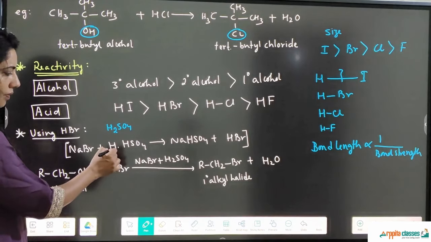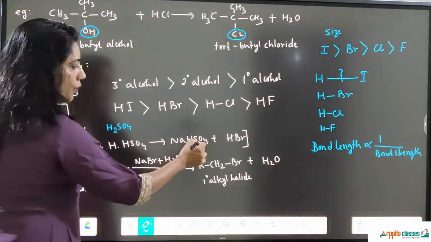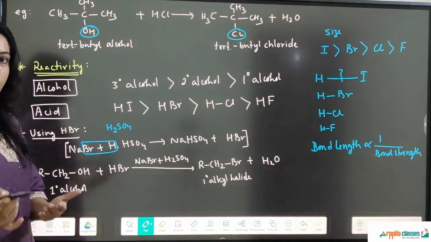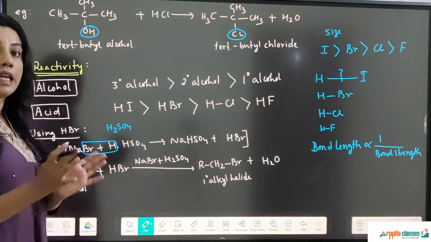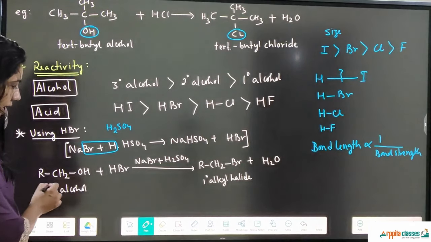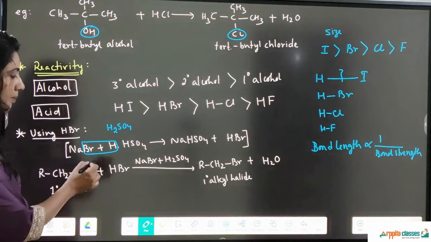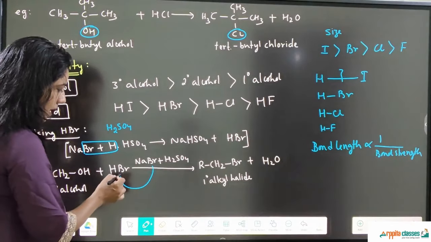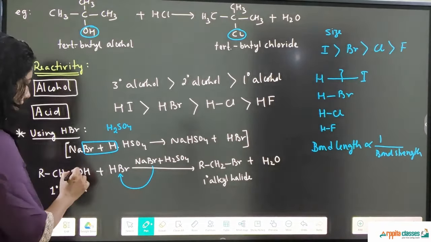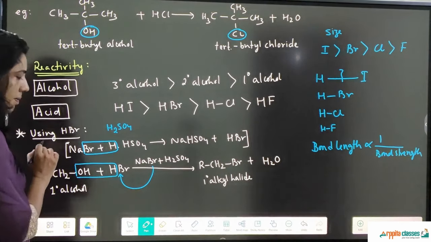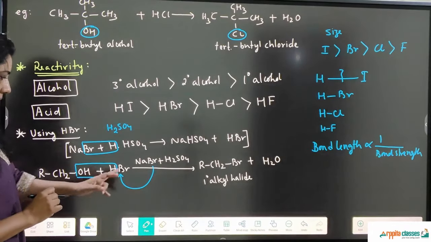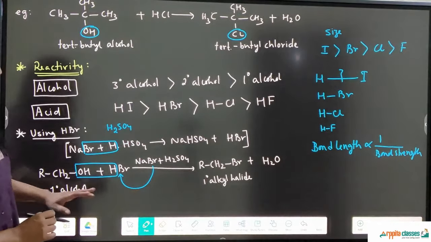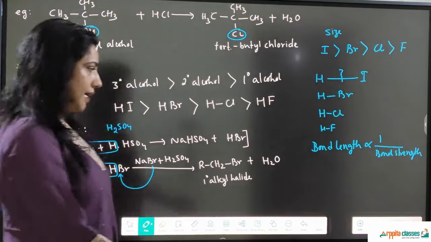Na will be substituting one of the H, so it will give you NaHSO4. And this H and this Br together will give you HBr. So this is how we produce HBr, our reagent, in situ. So we are going to add the 1 degree alcohol, and we are going to add NaBr plus H2SO4, which gives rise to HBr, and then HBr will be reacting with this. Again here, OH and H will come out as water, and Br will substitute this OH. So we get RCH2Br plus H2O. That is, from 1 degree alcohol we get 1 degree alkyl halide.